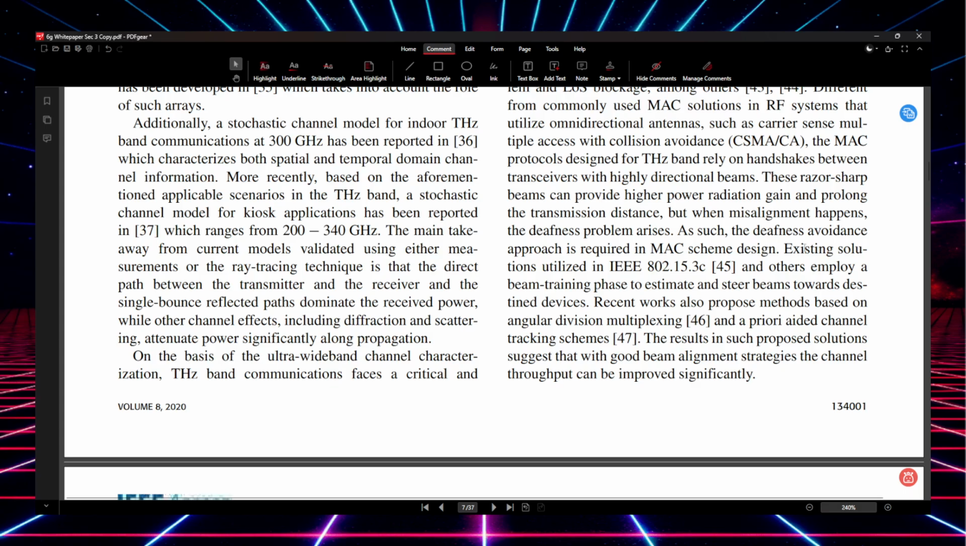Existing solutions utilized in the IEEE standard 802.15.3c and others employ a beam training phase to estimate and steer beams towards destined devices. Recent works also propose methods based on angular division multiplexing and a priori aided channel tracking schemes. The results in such proposed solutions suggest that with good beam alignment strategies, the channel throughput can be improved significantly.